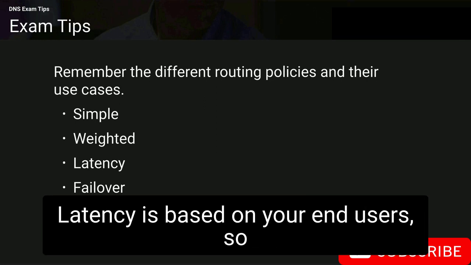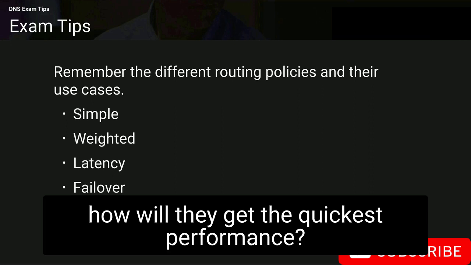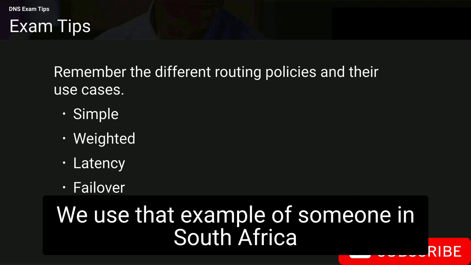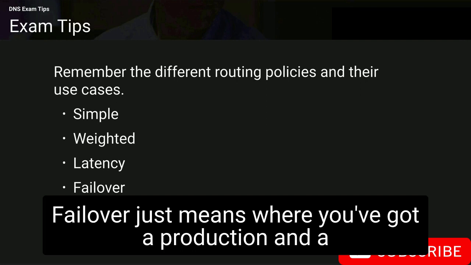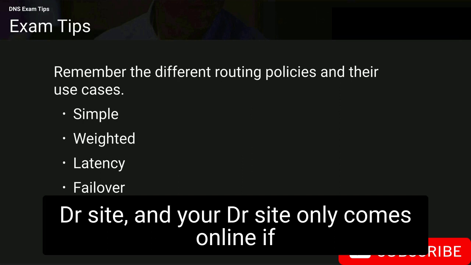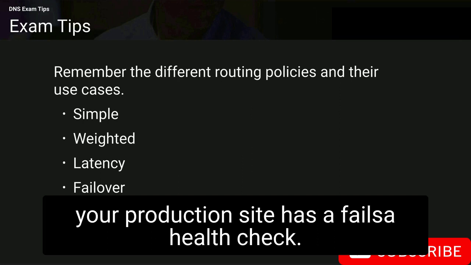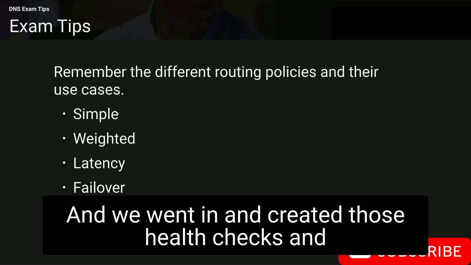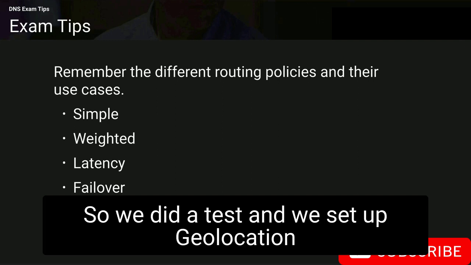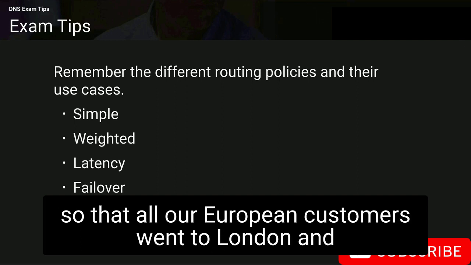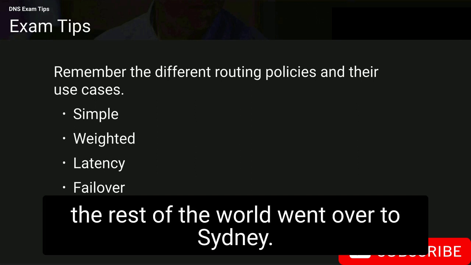Latency is based on your end users, so how will they get the quickest performance? We used that example of someone in South Africa trying to connect in. And then we have failover. Failover just means where you've got a production and a DR site, and your DR site only comes online if your production site fails a health check, and we went in and created those health checks. And then geolocation is simply where your end users are. So we did a test and we set up geolocation so that all our European customers went to London and the rest of the world went over to Sydney.